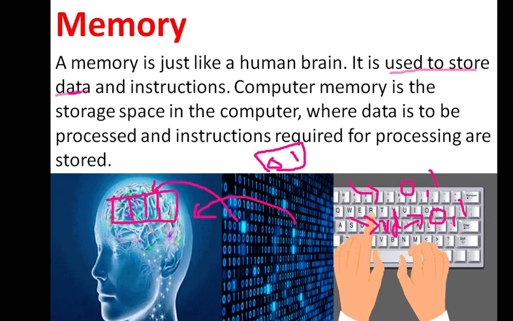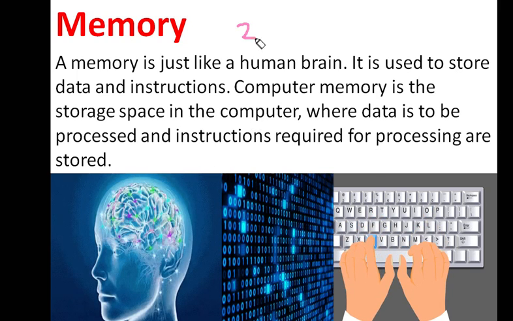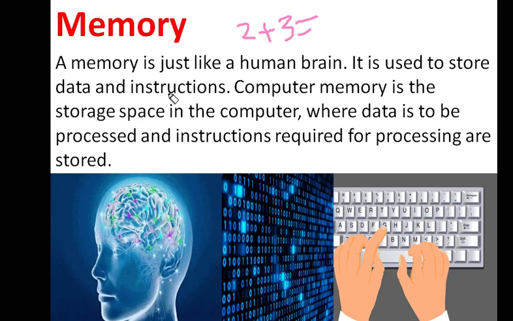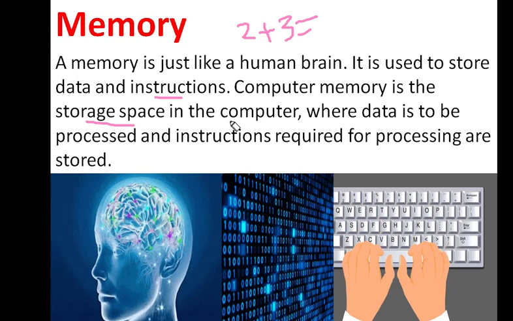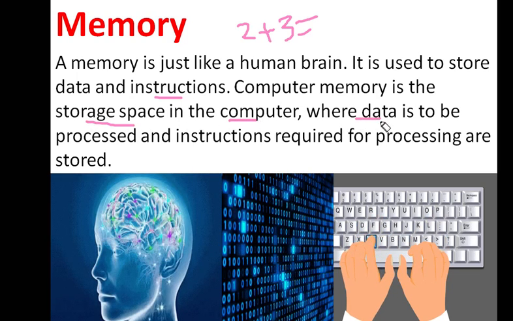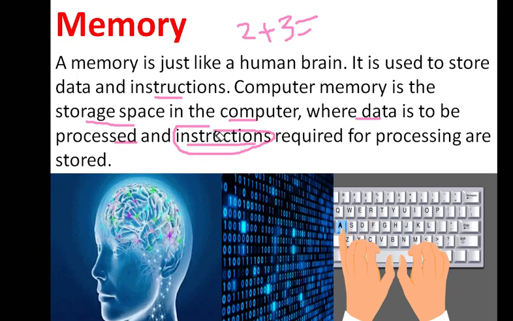Instructions means what you are performing, what you are giving. If you give 2 plus 3, right? Instructions is what here? You are doing addition of two numbers. This is called instructions, right? Computer memory is the storage space in the computer where data to be processed and instructions required for processing are stored. So instructions are also required for processing or stored. Okay, this is about memory.